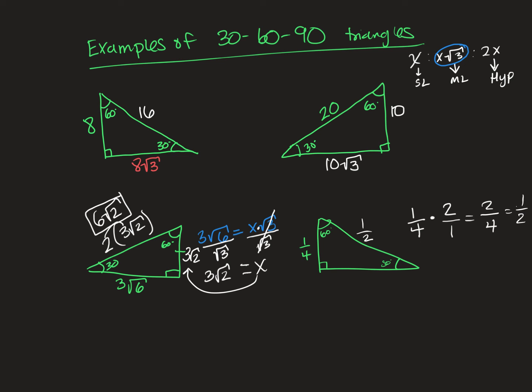So then how do we find the medium side? Well, the medium side is just the short leg, whatever the short leg is, times the square root of 3. So in this case, the short leg is 1/4. Just multiply 1/4 times the square root of 3. And the same concept is here. Under the square root of 3, you can put a 1. And then multiply 1 times the square root of 3, which is the square root of 3. And then underneath you have 4 times 1, which is 4. So the medium leg is the square root of 3 divided by 4.